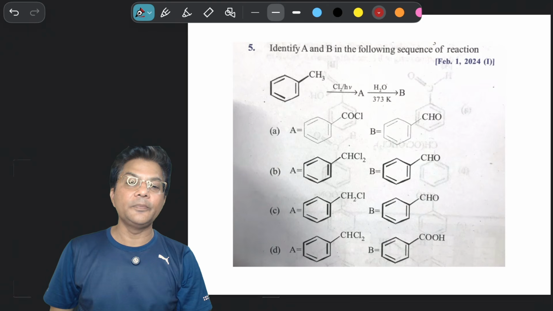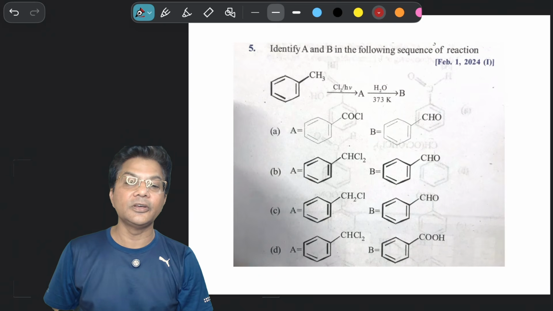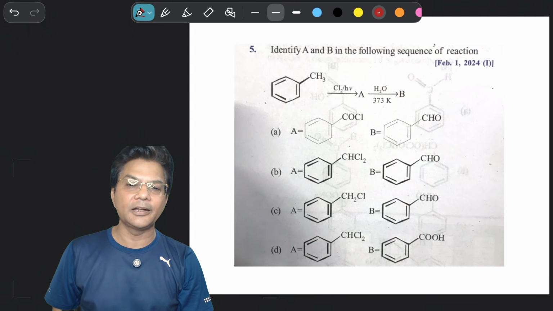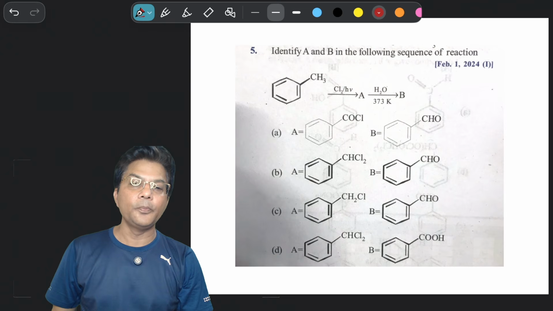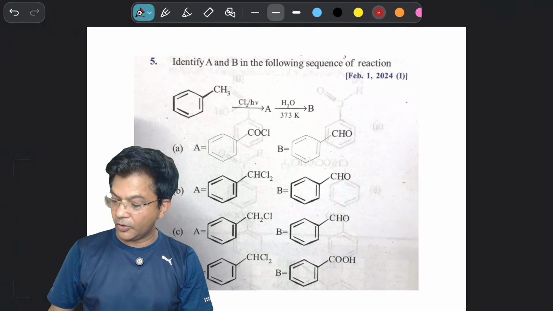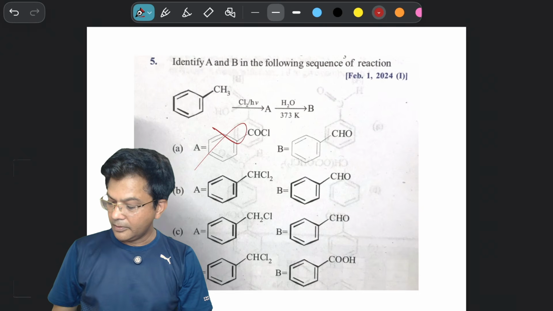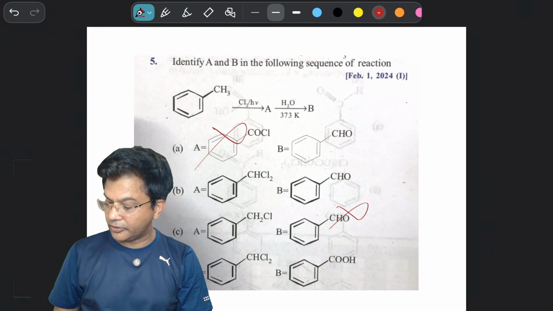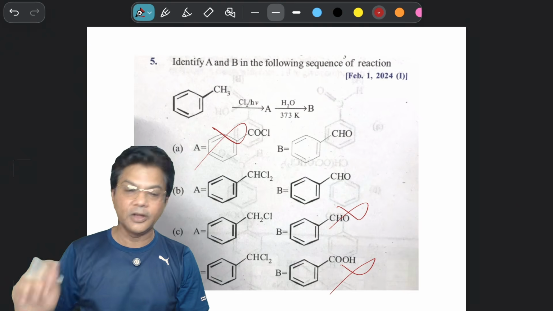Identify A and B in the following sequence. Cl2, hv, then hydrolysis. If you put one OH, you get benzyl alcohol; if two OH, water will get eliminated and you get benzaldehyde. With benzyl chloride, nothing is mentioned. So A can't be the answer because COCl is not possible. If you take benzyl chloride, then CHO will not form. So this is wrong and this is not possible. Only one option is left.